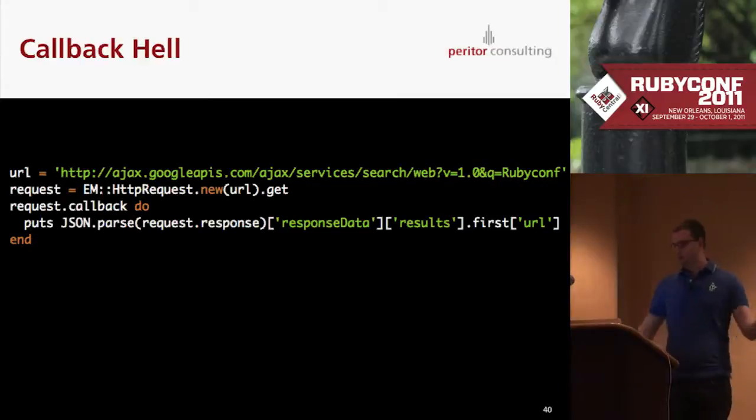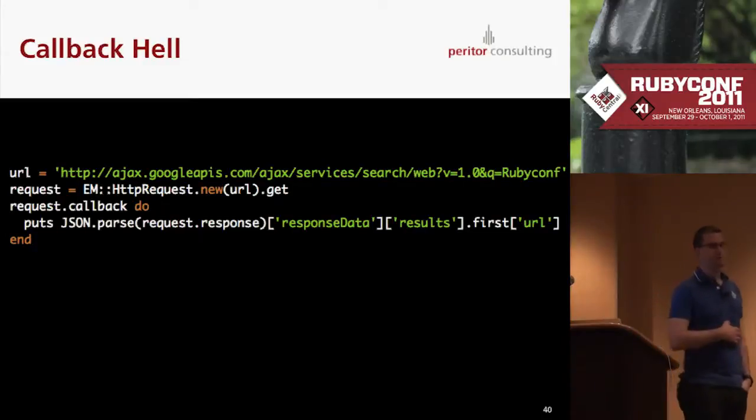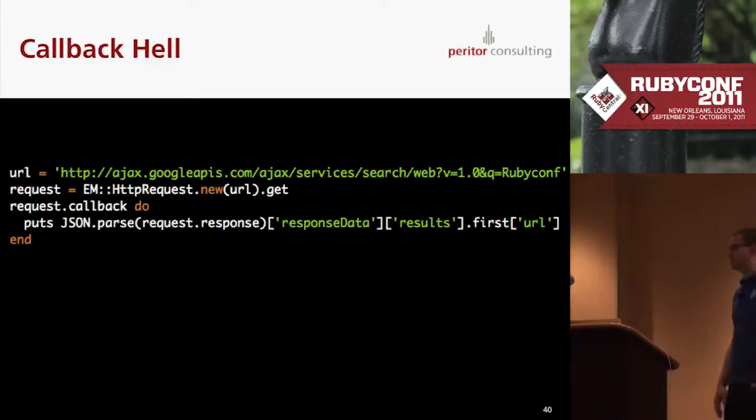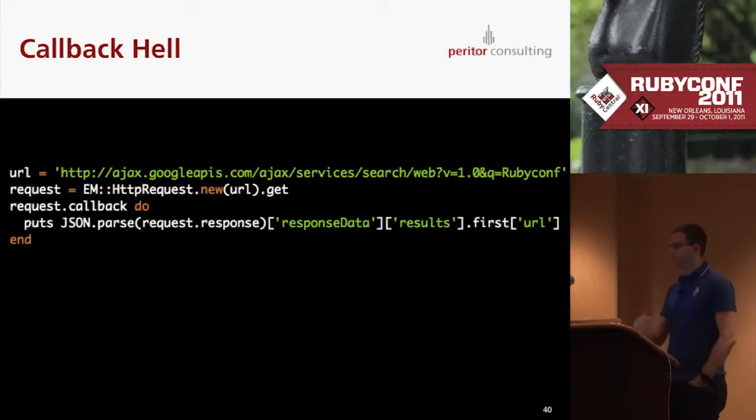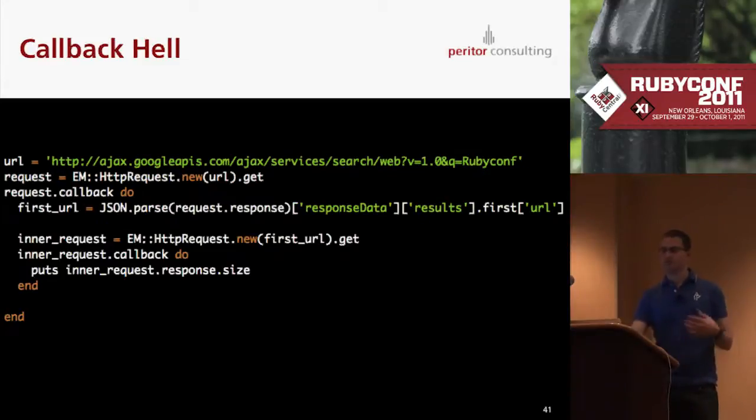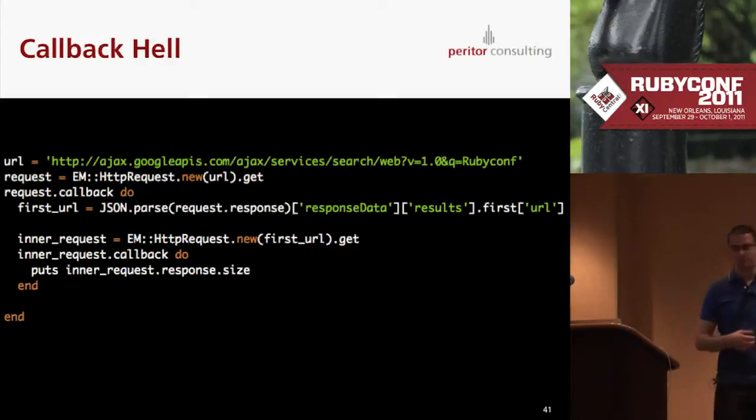This is a very simple implementation of an API client to the Google Search API. We're doing an async request, loading the URL, and then doing a JSON parse on the results. But what happens if we now want to load the first result? Inside the successful callback, we now have to schedule a second request that loads this first URL and then prints out the size of the response, for example.